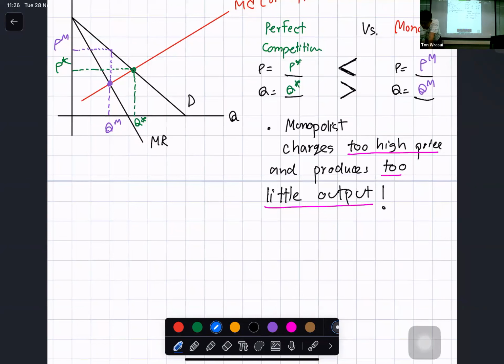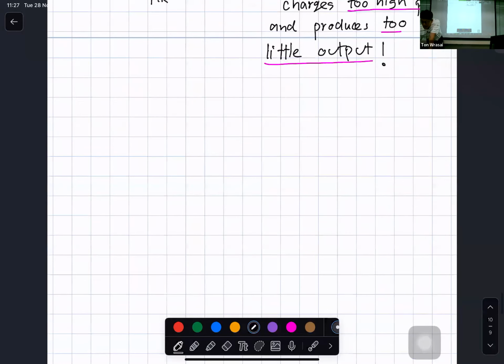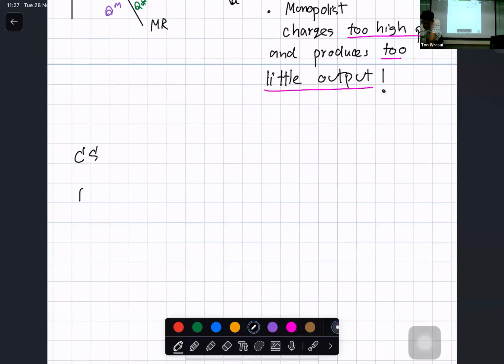Welfare analysis. Let's label the areas A, B, C, D, E. Consumer surplus under perfect competition, please.